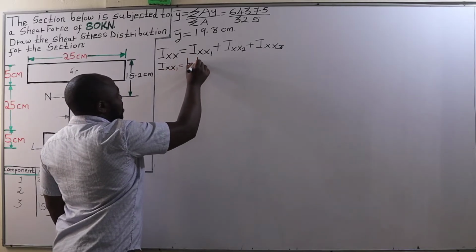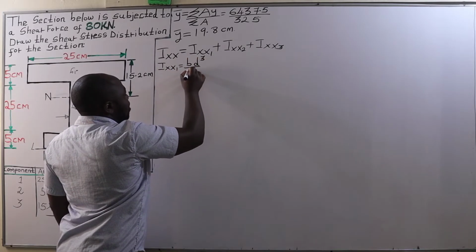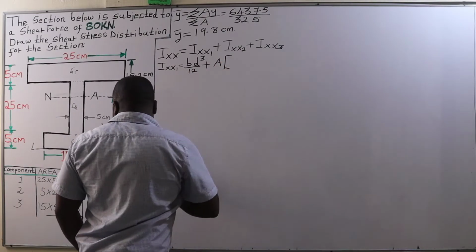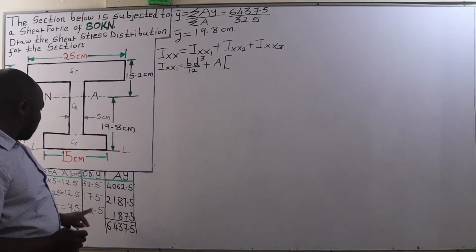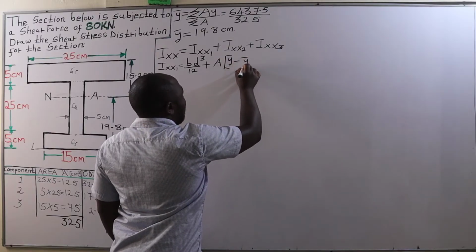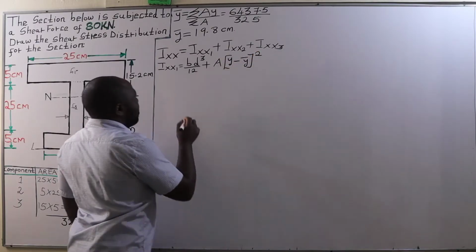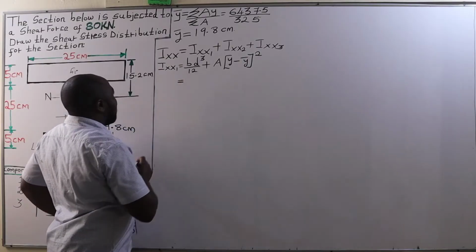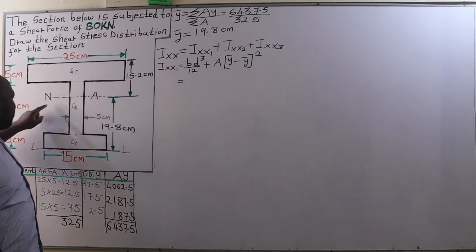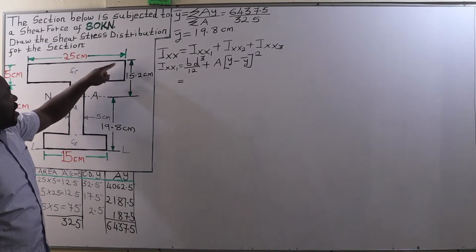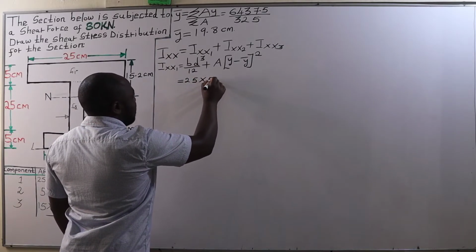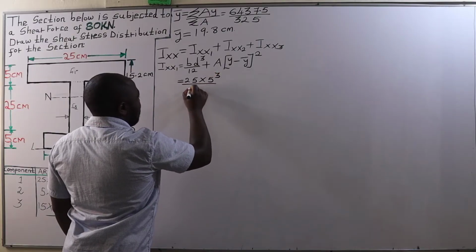Starting with Ixx1, this is going to be bd cubed over 12 plus its area times (y minus bar y) squared, where bar y is 19.8 and y is at 32.5. This is the moment of inertia of the top flange about the neutral axis. Therefore, that is its breadth 25 centimeters, its depth 5 cubed, divided by 12.